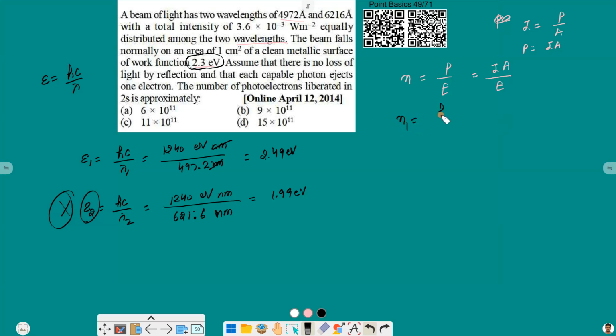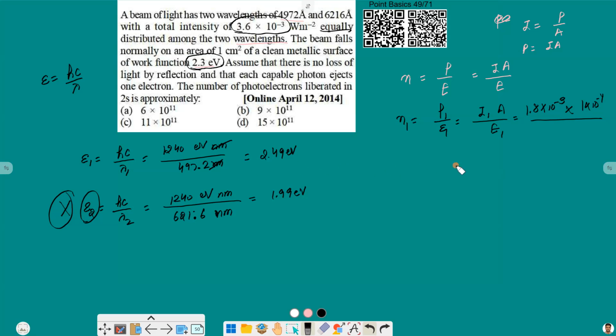So N1 will be equal to P1 by E1, that will be I1 into A divided by E1. Now intensity is distributed equally among both of these, so the intensity of one wave will be half of that, that will be 1.8 into 10 raised to power minus 3, into the area, which was mentioned here as 1 centimeter square, so 1 into 10 raised to power minus 4, divided by energy.